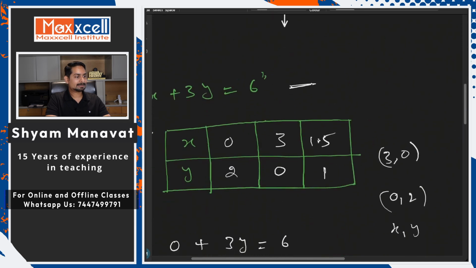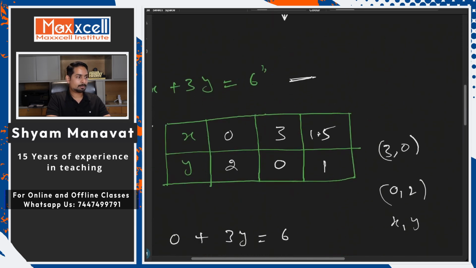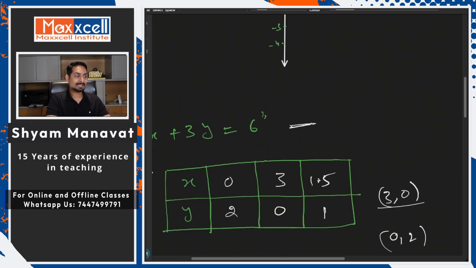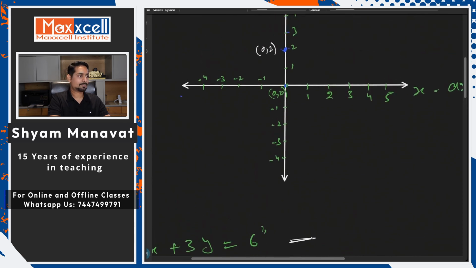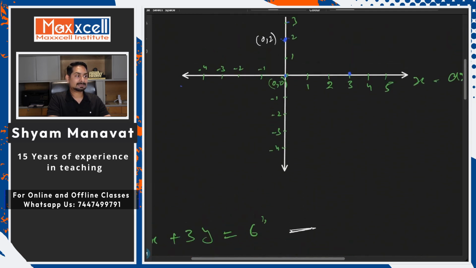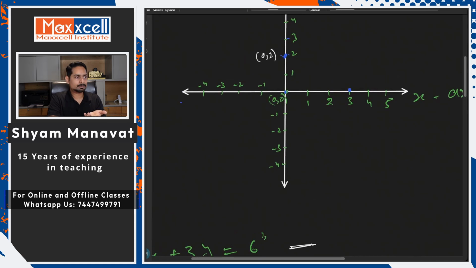The next point is 3, 0. X is 3, y is 0. So the next point is what? 3, 0. So 3 on x. Let's search where 3 is on the x-axis. Here is 3 on the x-axis. And y is 0, so when you say y is 0, it is on the x-axis itself.